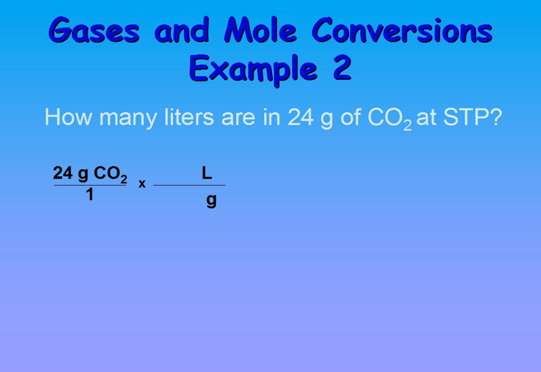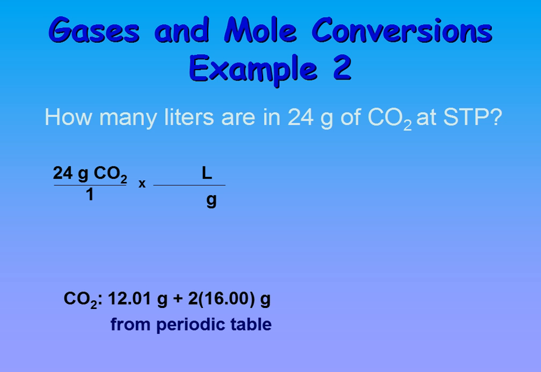We have to use our periodic tables to get that, so we go and find carbon and oxygen on our periodic table. Carbon is 12.01 grams. Oxygen is 16. We need to double it because there's 2. Again, those are the atomic masses for carbon and oxygen from your periodic table. And then when I do the math for that, I get 44.01 grams is the equivalent of 1 mole of CO2. That is its molar mass.